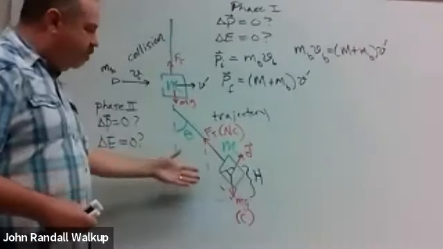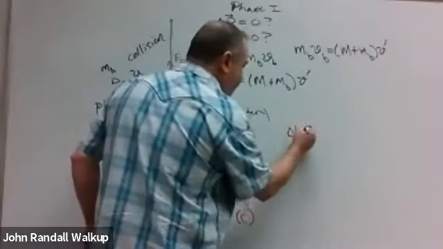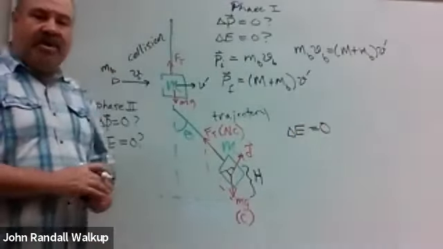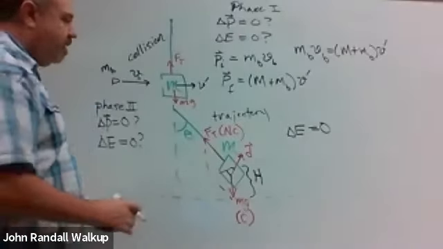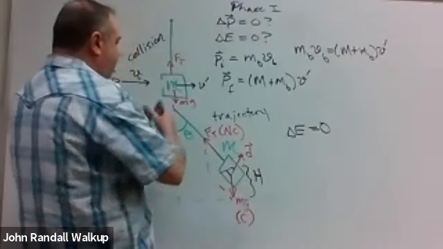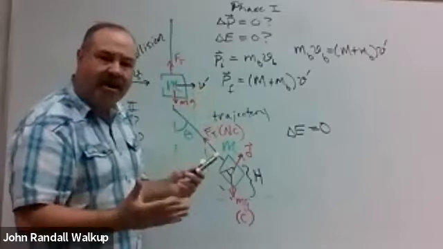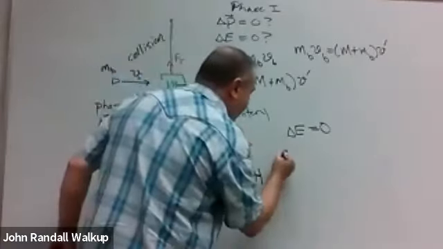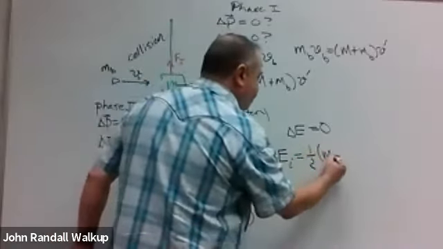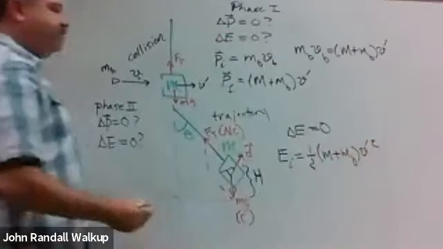Now, what about later here? In this case, delta E is 0. And when delta E is 0, first of all, what's the energy before? The energy before is this combined mass moving at V prime, kinetic energy. So the initial energy is one half times big M plus M sub B, times V prime squared.